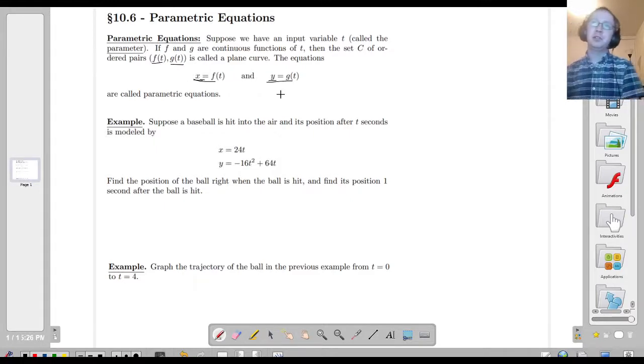And then also, there's a special name for the set of all the points formed in a parametric graph, and that is a plane curve. Okay, so to help us make sense of this, I want to look at a practical example and make sure we can understand what's going on here.